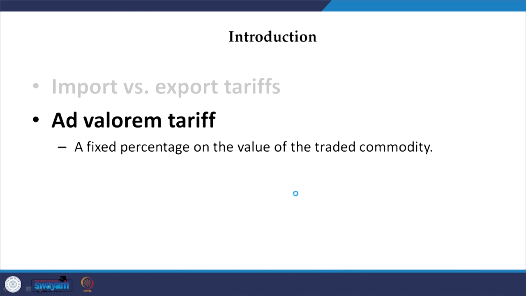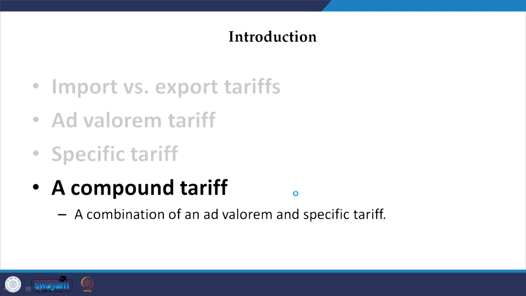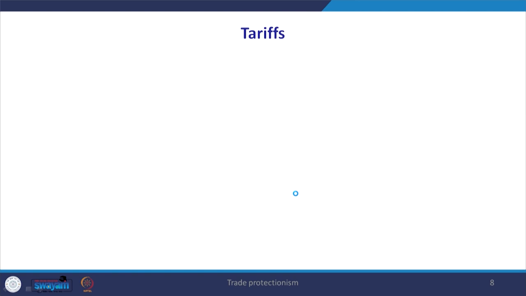Now there are different categories: ad valorem, then unit or specific tariff, and the third one is called compound tariff. Ad valorem is a percentage charge on the value of the traded commodities, so it is basically a fixed percentage. Specific tariff is a fixed amount, not a percentage, on the traded volume. Compound tariff is simply a mix of these two. There are two rates: a base rate that is fixed, and beyond that, if there is more trade, then ad valorem is imposed.